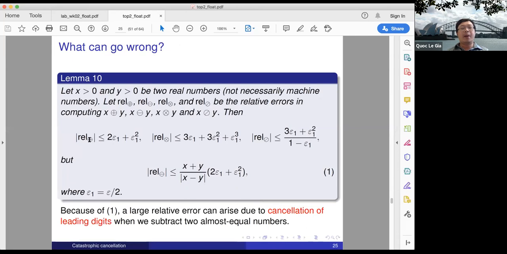So for plus, it is okay because it can be controlled by some small quantity. Multiplication is okay, division is okay. But for subtraction, if x minus y is very, very small, this upper bound can blow up. So 100 plus h minus 100 can be very small, so it could be a catastrophic cancellation. Any question before we move on?